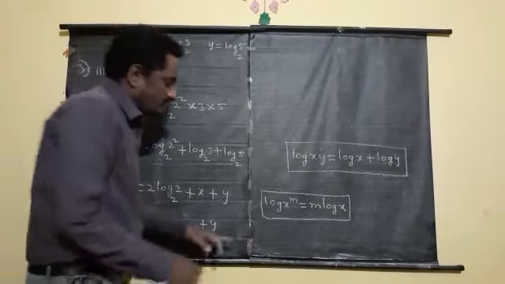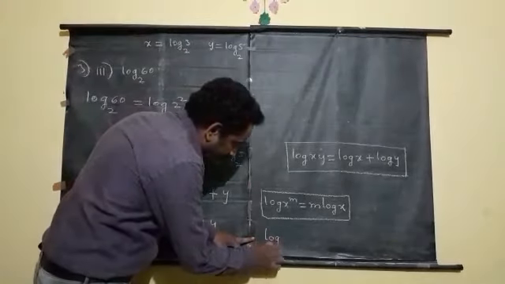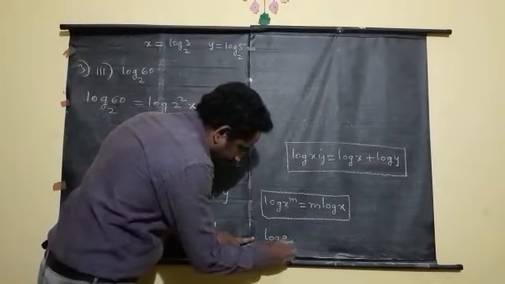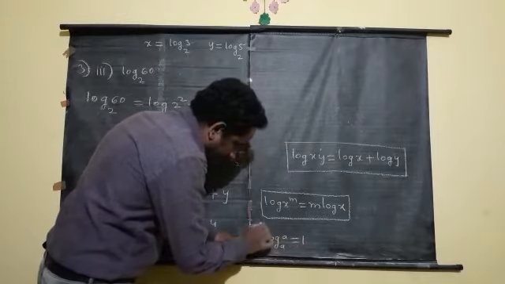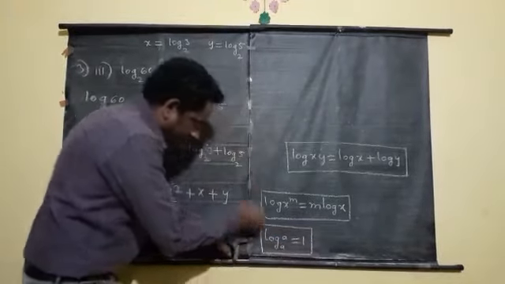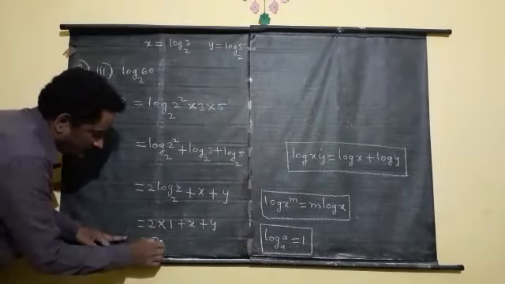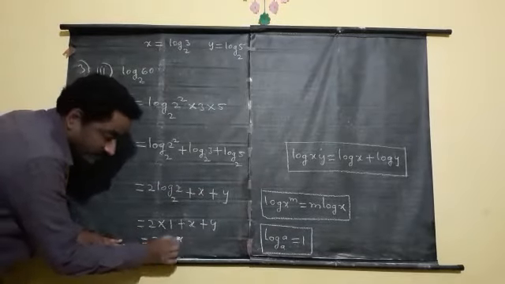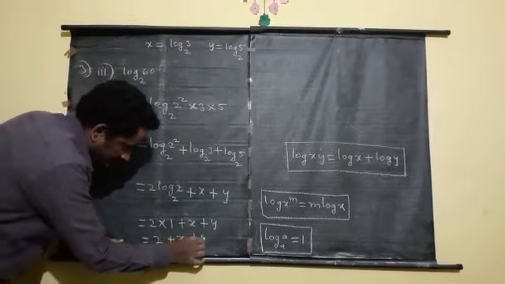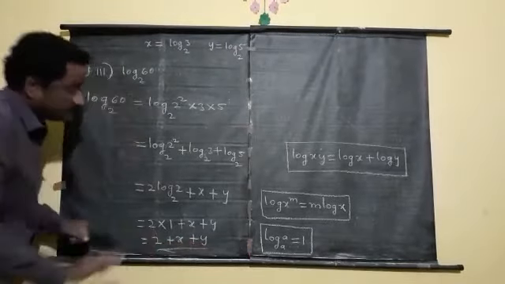Log 2 base 2 is equal to 1, by the formula log a base a is equal to 1. So 2 into 1 is 2, plus x plus y. This is over.